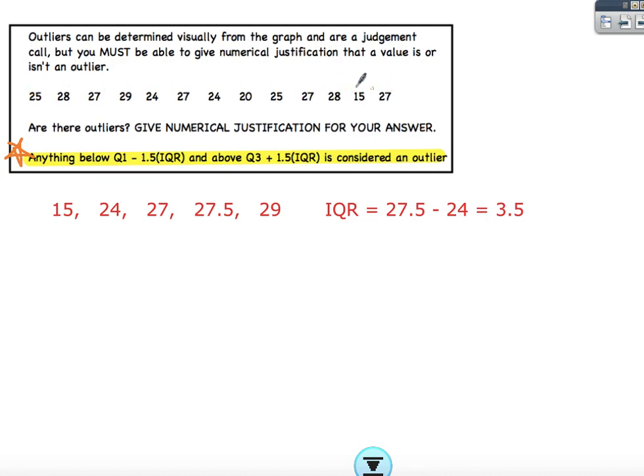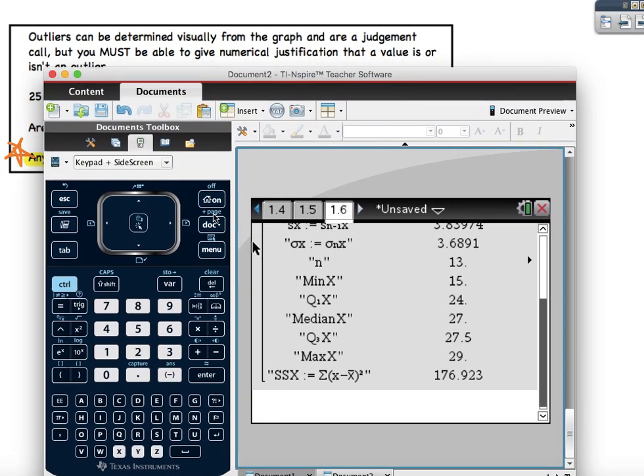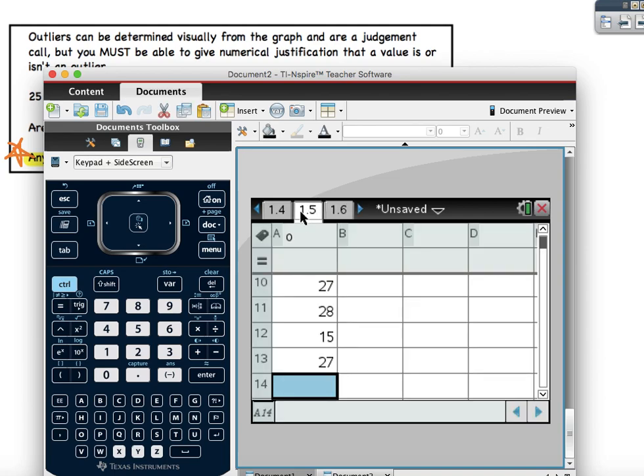So here's some data right here. I typed it into my calculator. Let's see if I still have it in there. Possibly. Okay, yep, I think this is the list of data.